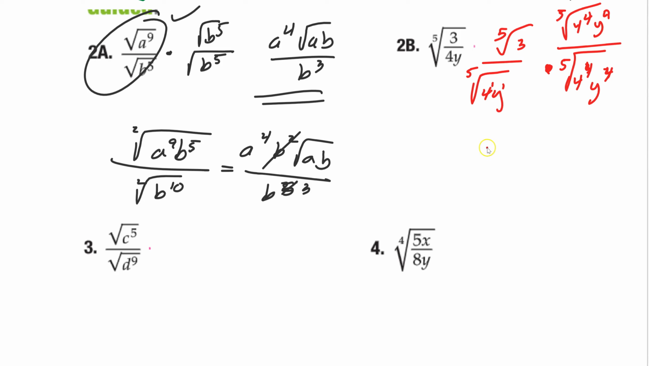So on top you're going to get the 5th root of 3 times 4 to the 4th times y to the 4th. All over, they're going to cancel out, you're going to get 4y. And then you can simplify that. Again, it seems pointless to me.